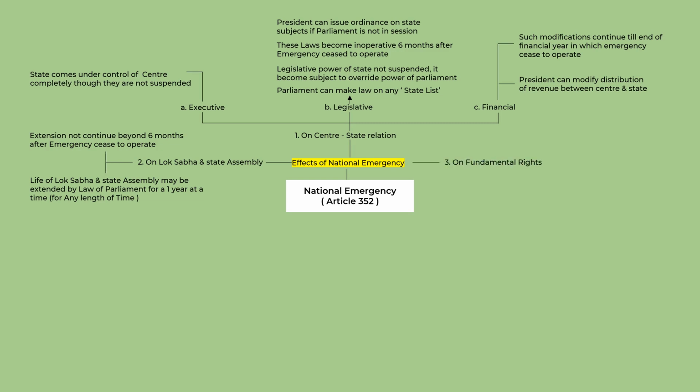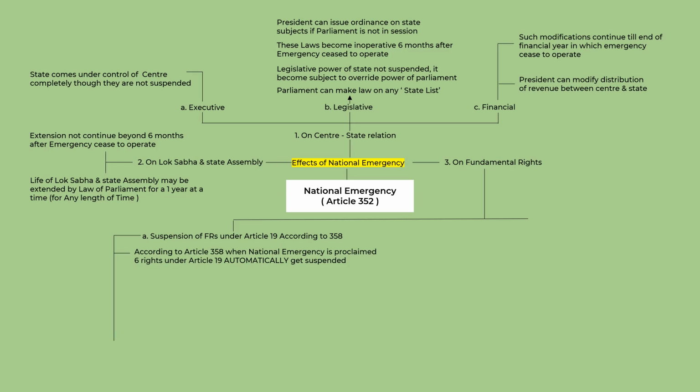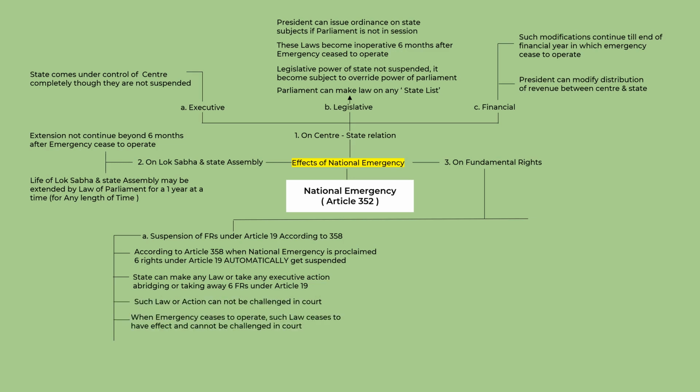On fundamental rights. Suspension of fundamental rights under Article 19 according to Article 358 of the Indian Constitution. According to Article 358, when a national emergency is proclaimed, the 6 rights under Article 19 automatically get suspended. The State can make law or take any executive action abridging or taking away the 6 fundamental rights under Article 19. Such law or action cannot be challenged in court. When the emergency ceases to operate, such law ceases to have effect.